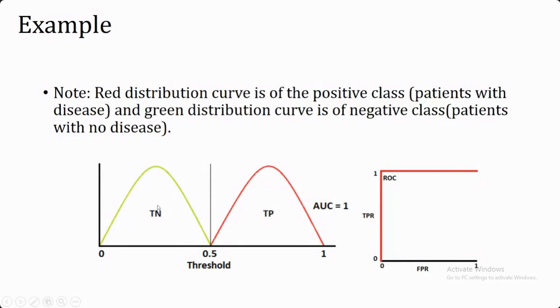Suppose this is your threshold. Based upon that threshold, you are clearly able to differentiate between your true positive and your true negative. So that means clear separation is there. It's clear separation between a positive class and negative class. So AUC is going to be 1, and the curve is this one, and in that case AUC is going to be 1.